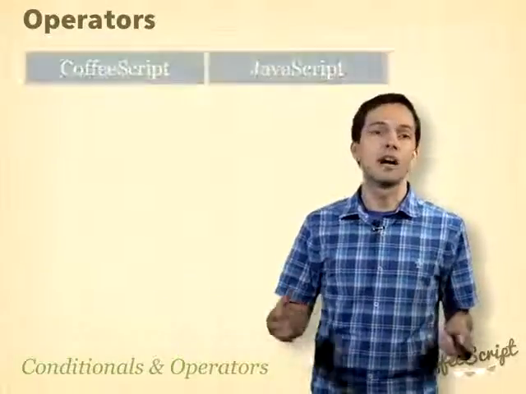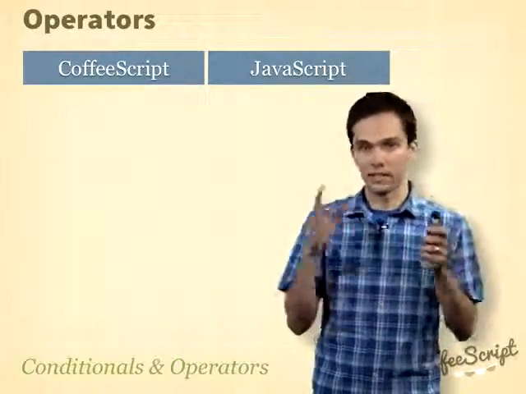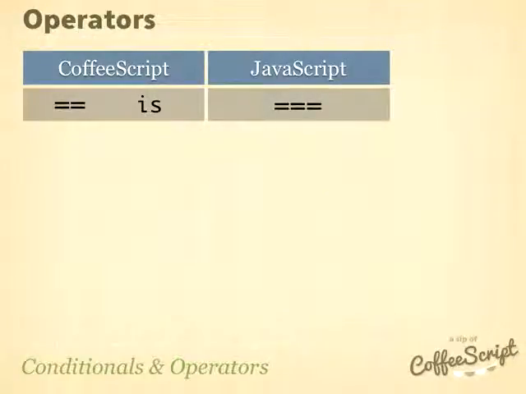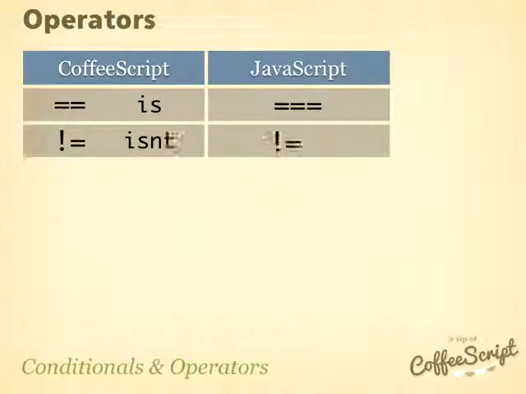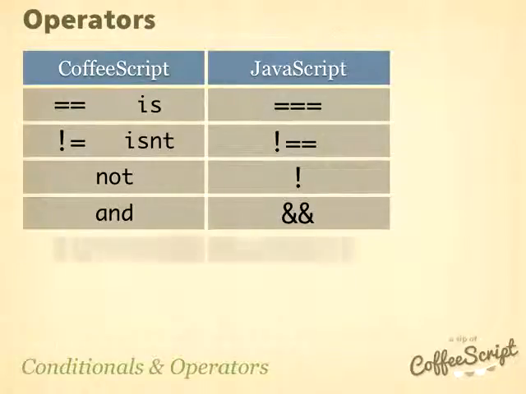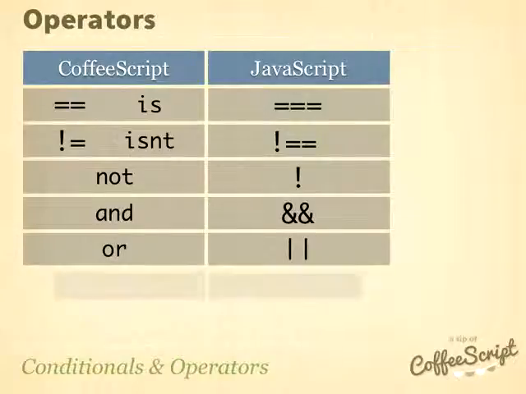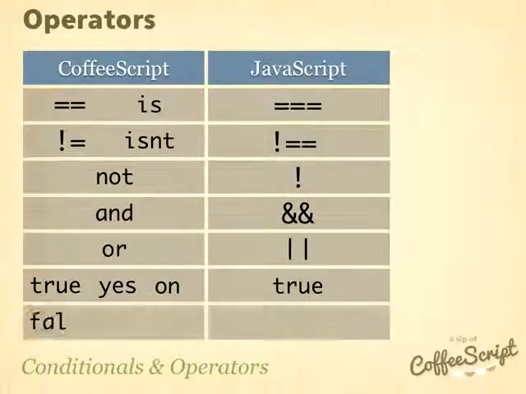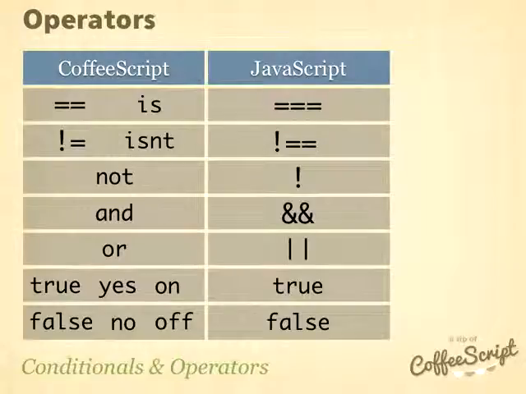Next up, let's take a look at the different operators and what the CoffeeScript translates to in JavaScript. So if you have equals equals or is in CoffeeScript, that's going to translate to equals equals equals in JavaScript. It's just a safer way to do equality. Not equals or isn't is going to be not equals equals. Not is just going to be exclamation point, and is going to be ampersand ampersand, or is going to translate to pipe pipe. True, yes, or on is going to translate to true, and false, no, or off is going to translate to false.